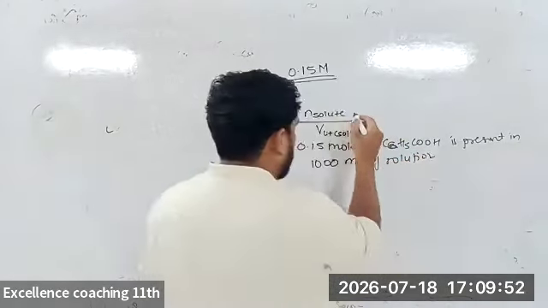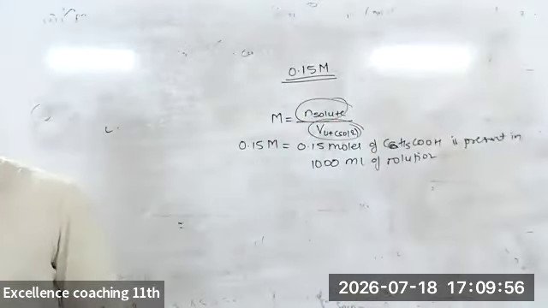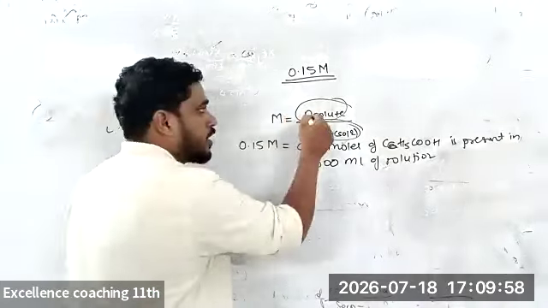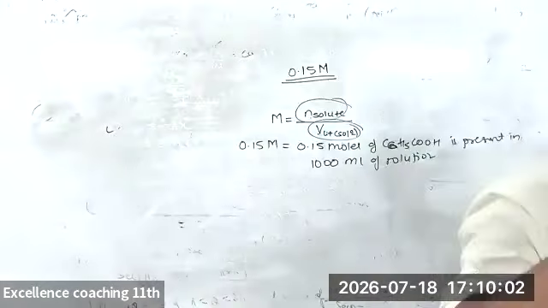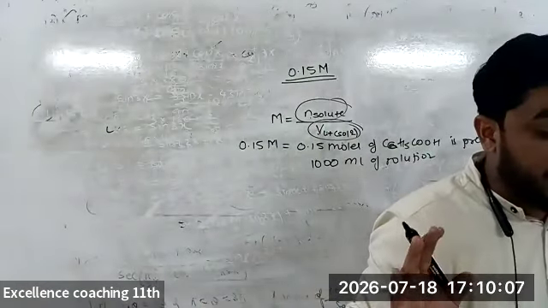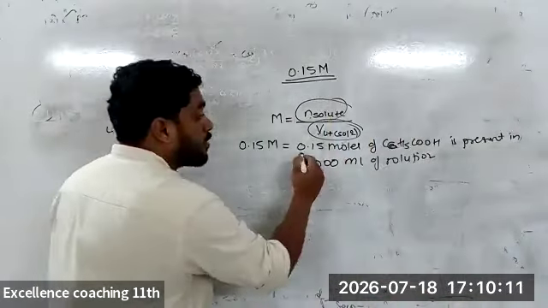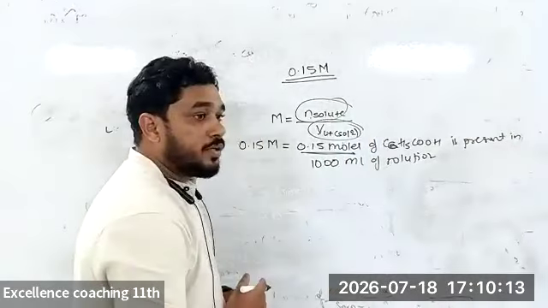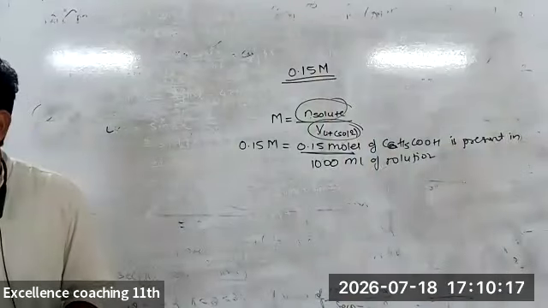The meaning of this: so many moles in so much solution. This is called molarity. Now the question asked to us is to calculate the amount of benzoic acid required for preparing 250 ml in methanol. So we already found for 1000 ml how much moles? 0.15 moles. So we have to find the amount of benzoic acid.